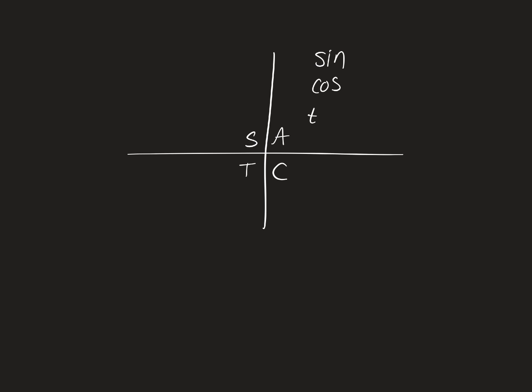All right, and then the next part we did here was when we had our All Students Take Calculus, right? So here, sine, cosine, and tangent are all positive. This is the easy part. On the test, we're not going to have to memorize which one's negative, right? Which one's positive, really?